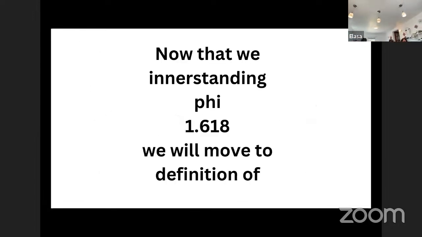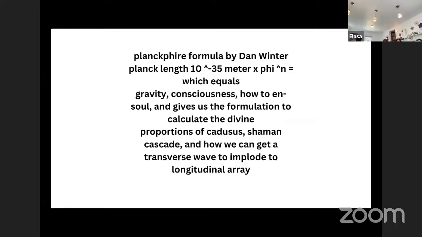So now that we have that understanding of phi, which is what? .618, okay, and it goes on. We will move to a definition of the Planck-phi formula, which is phi 1.618 to integer powers times Planck length, the finite point of Planck, which is also, we're looking at quanta, a finite point. There's an adamantine particle that was discovered. There are going to be different names from different scientists.